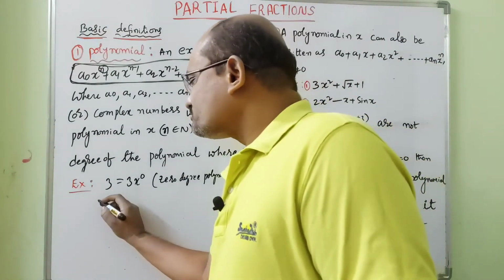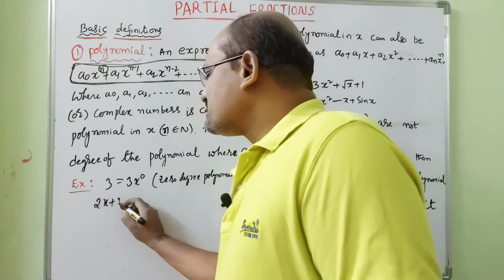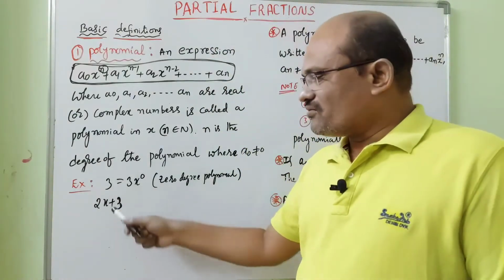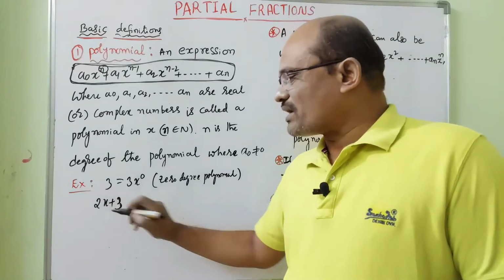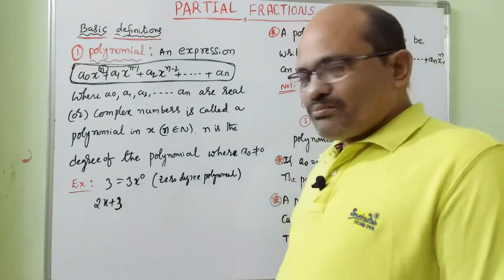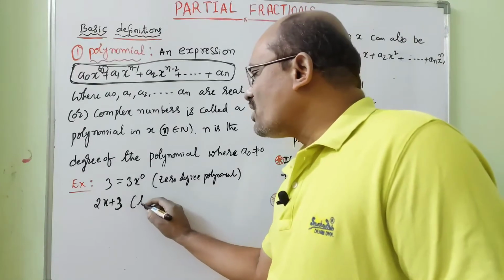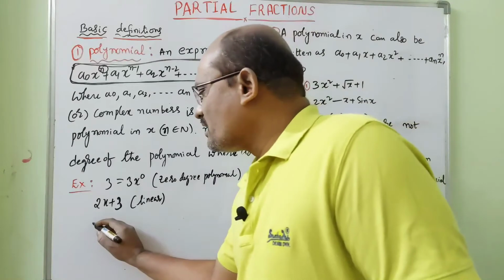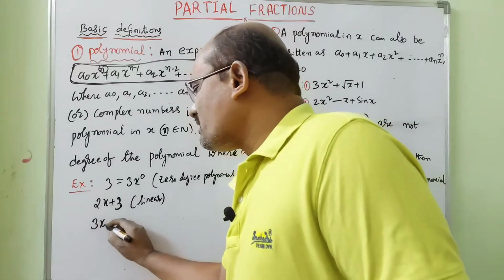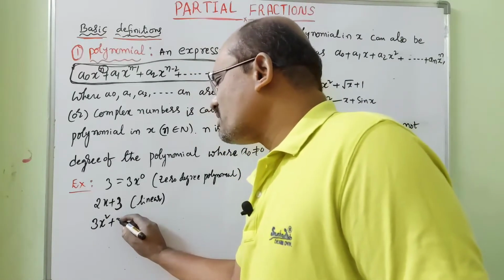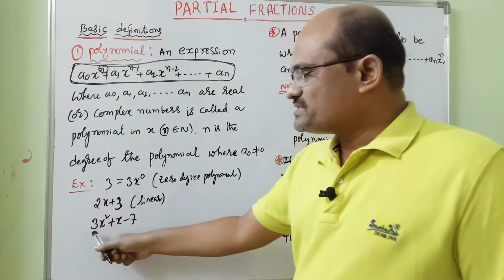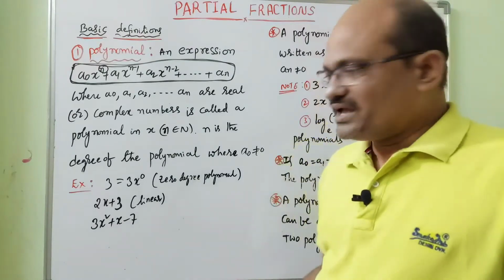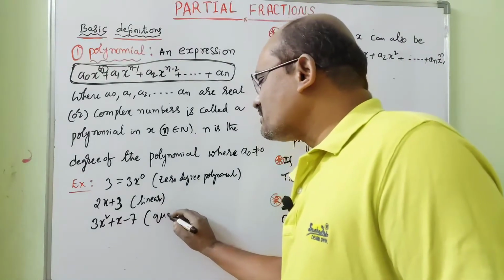Now the second one, take 2x plus 3. This is a first degree polynomial. Why? Because the power of x is 1. It is a first degree polynomial or linear polynomial. Now take another expression, say 3x square plus x minus 7. Observe here the highest power is 2. This is a second degree polynomial. It is called a quadratic expression.